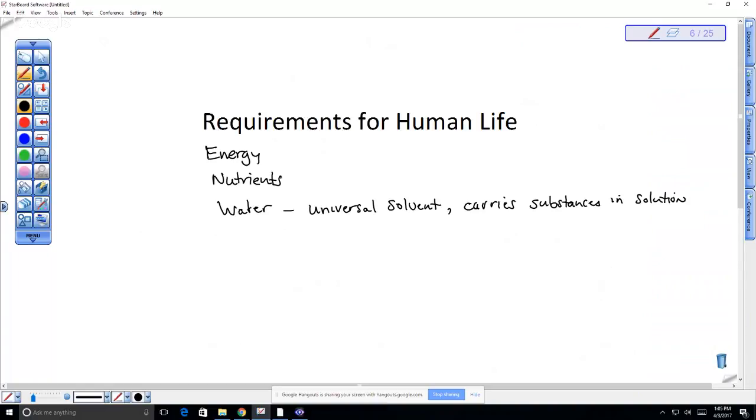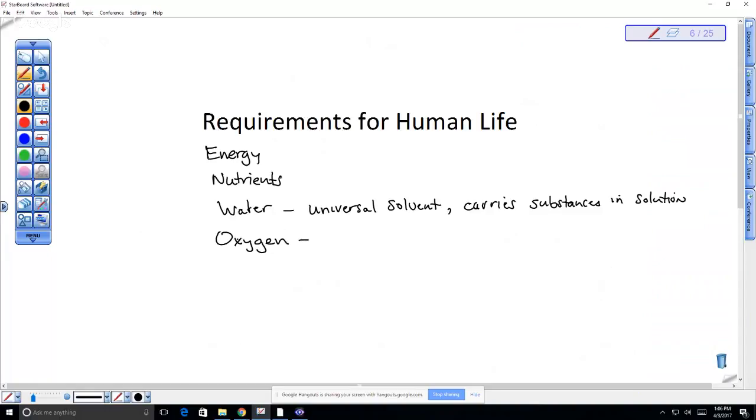So glucose, for example, is carried in solution. Hormones are carried in solution. They're carried in your blood, right? And so water is the way that things get transported. It's really important for transporting substances throughout the body. So that's one of the reasons why we need it. Not just that our body is primarily composed of water, like, I don't know, 70% of it, but that it actually is needed to carry substances. Okay. We also need oxygen.